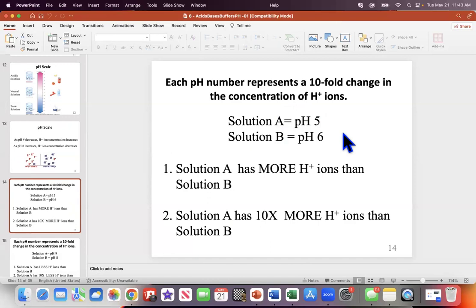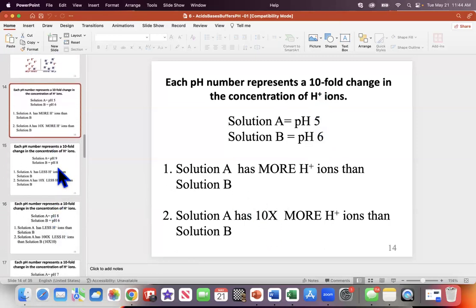Second, I ask you how much more H plus in solution A than B. The answer would be 10. 10 times more. I can ask you both. I can ask you more or less, or I can ask you how many times more. And the reason is 10 times more? Because the difference of these two in pH scale is 1, and it's a log scale. So every time in a log scale, the difference is 1, it is 10 times.